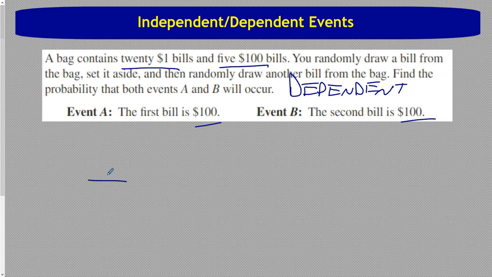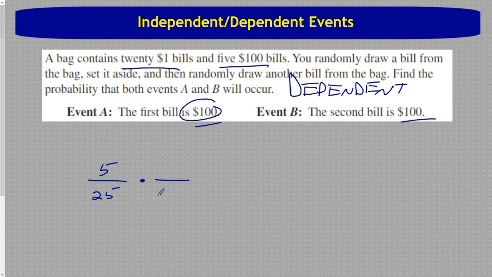How many different bills could I draw out of the bag? Well, if there are 20 ones and there are 5 100s, that means there are 25 bills. The first one needs to be $100, so how many ways are there to do that? Well, there's 5 bills to choose. Perfect.